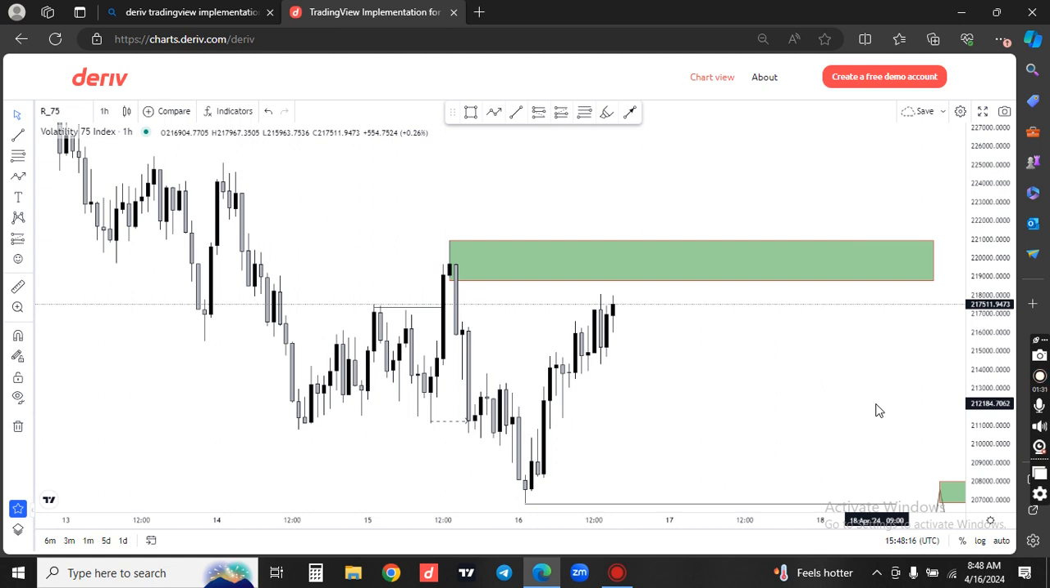So right now we are on synthetics, right? So this volatility 75. I'm going to show you guys how to know your market structure. Market structure can sometimes be difficult if you are new to it, right? But I'm going to make sure that it's going to be as easy and as simple as anything. Okay, so that is what I'm going to do actually for this video.